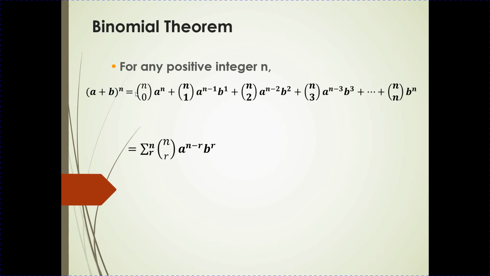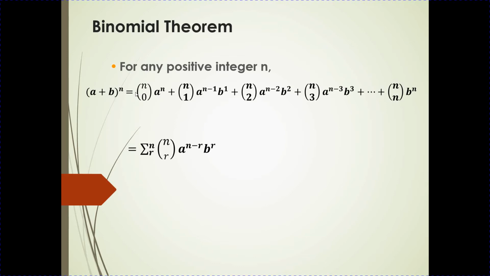As you can see here, the degree of a is decreased by 1 and the degree of b is increased by 1, and the number at the bottom starts from 0 and increases by 1 and finally reaches n. So this is a point that you should know regarding the binomial theorem.